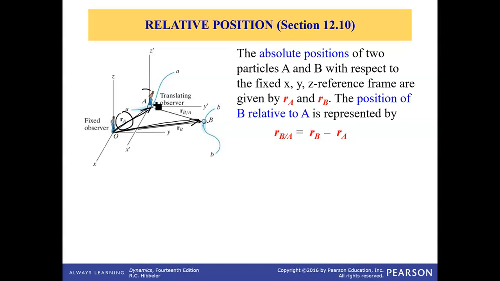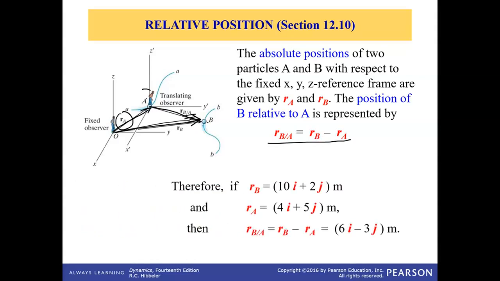What is the position of B relative to A can be obtained by completing this triangle here, and this is written as RB/A. So RB/A is RB minus RA. For example, if RB is given by this vector using ij coordinates, and RA is given by this vector using ij coordinates, then RB/A can be calculated by subtracting values of A from B. So it's 10 minus 4 is 6i, and 2 minus 5 is minus 3j. So this is how we calculate the relative position.